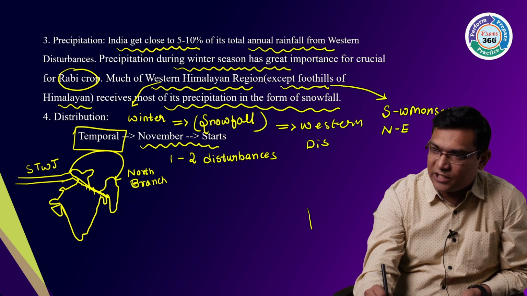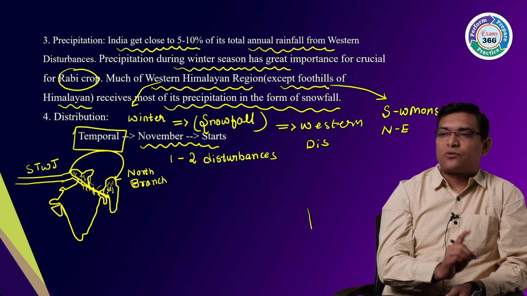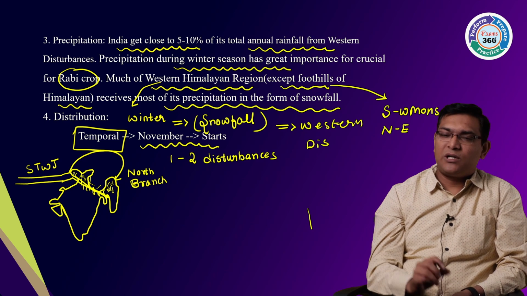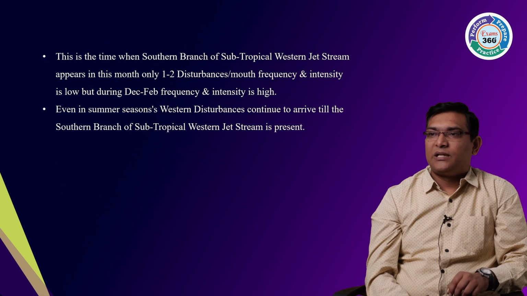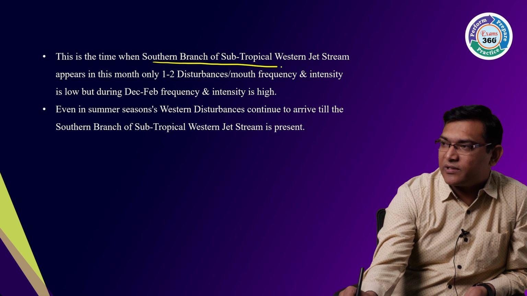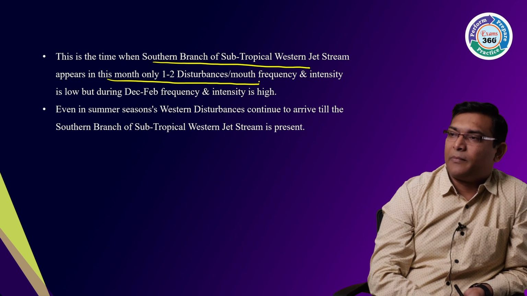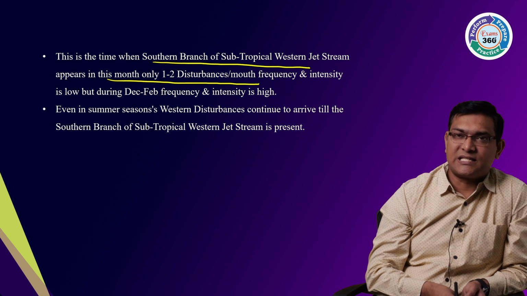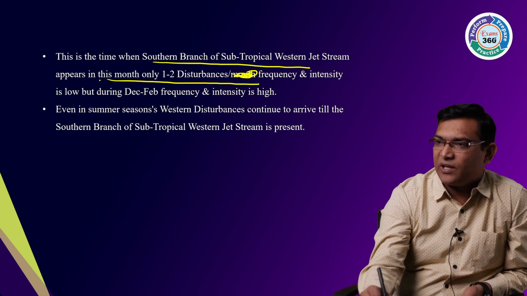and because of this only there will be precipitation in India from all the northern part of India. Even the northeastern part of India also receives the precipitation here. Clear? So that is the meaning here. So how does the temporal distribution start? The temporal distribution starts in the November month. The southern branch of the subtropical westerly jet stream appears in this month. Only 1 or 2 disturbances per month. Frequency and intensity is very low.